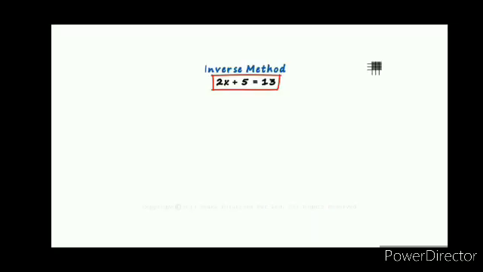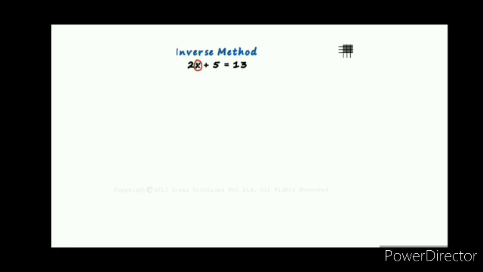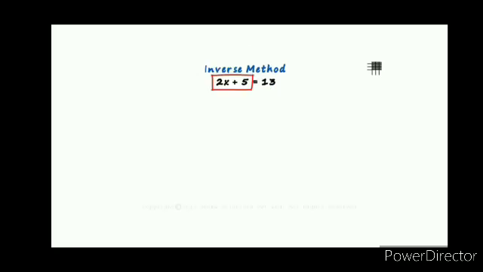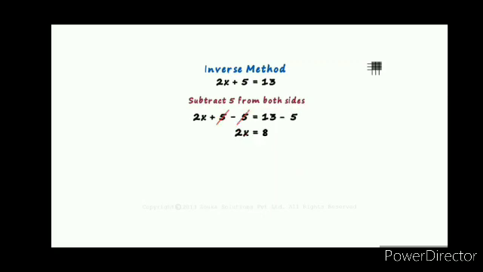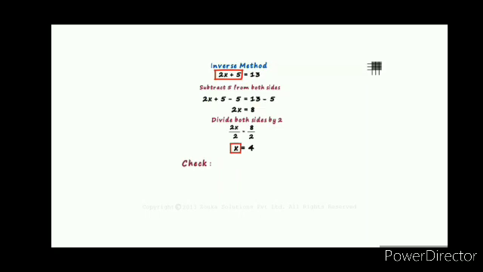Let's review this method. See, our aim is to find the value of x. On the left hand side we have 2x plus 5. So subtract 5 from both sides, because the additive inverse of plus 5 is minus 5. Plus 5 minus 5 is 0, remaining 2x equal to 8. Next, 2 and x are in multiplication, and the multiplicative inverse of 2 is 1 by 2, so on both sides we divide by 2. Then we get x equal to 4, the solution of the equation. After checking, we got 13 on both sides.